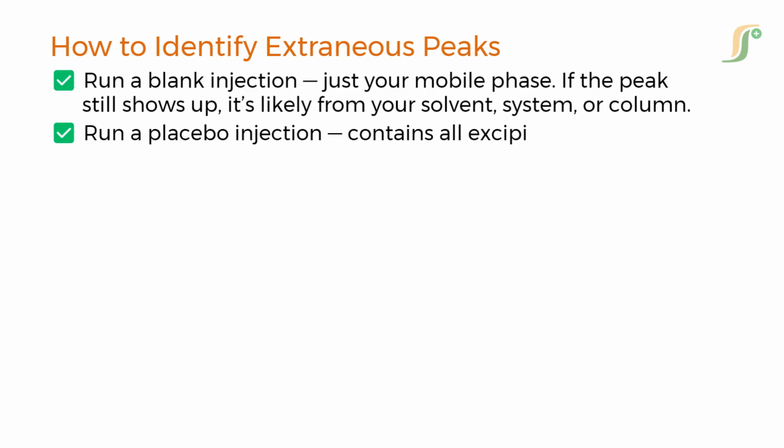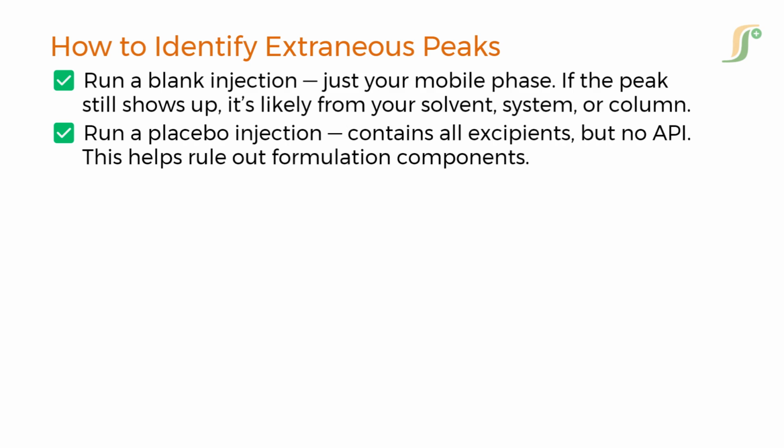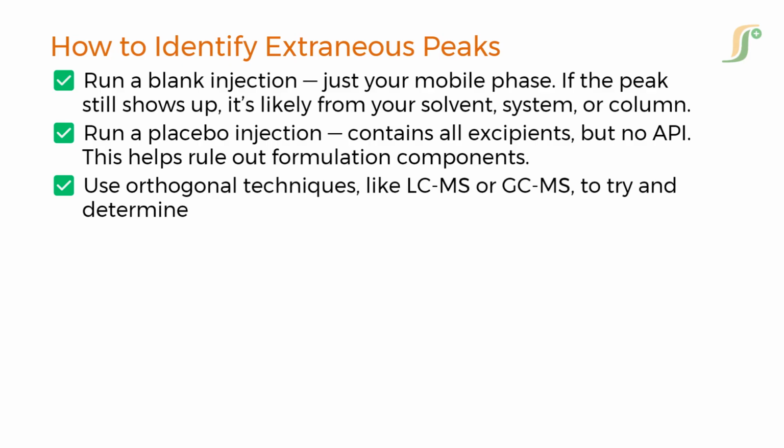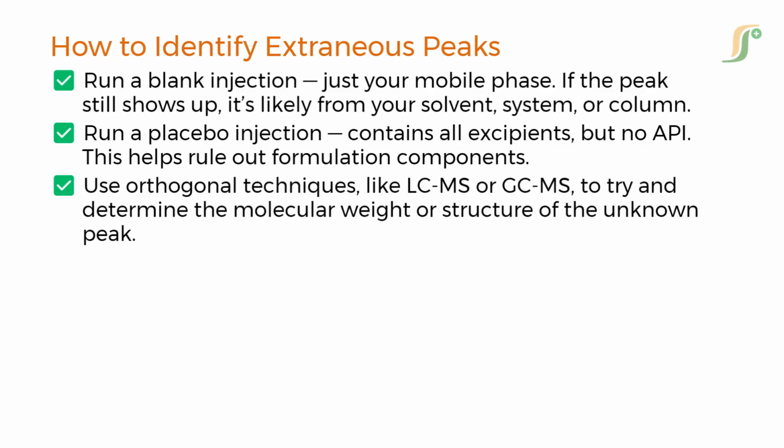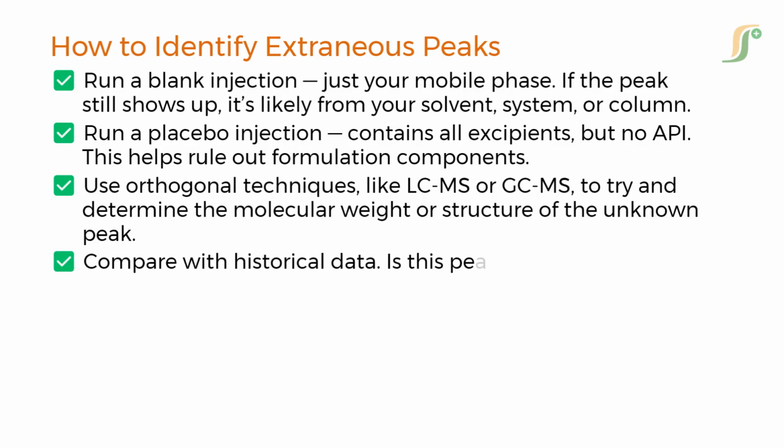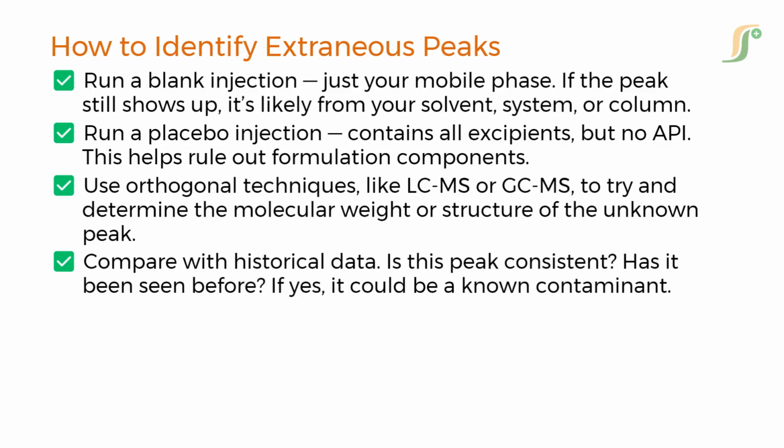Run a placebo injection. Contains all excipients, but no API. This helps rule out formulation components. Use orthogonal techniques, like LCMS or GCMS, to try and determine the molecular weight or structure of the unknown peak. Compare with historical data. Is this peak consistent? Has it been seen before? If yes, it could be a known contaminant.